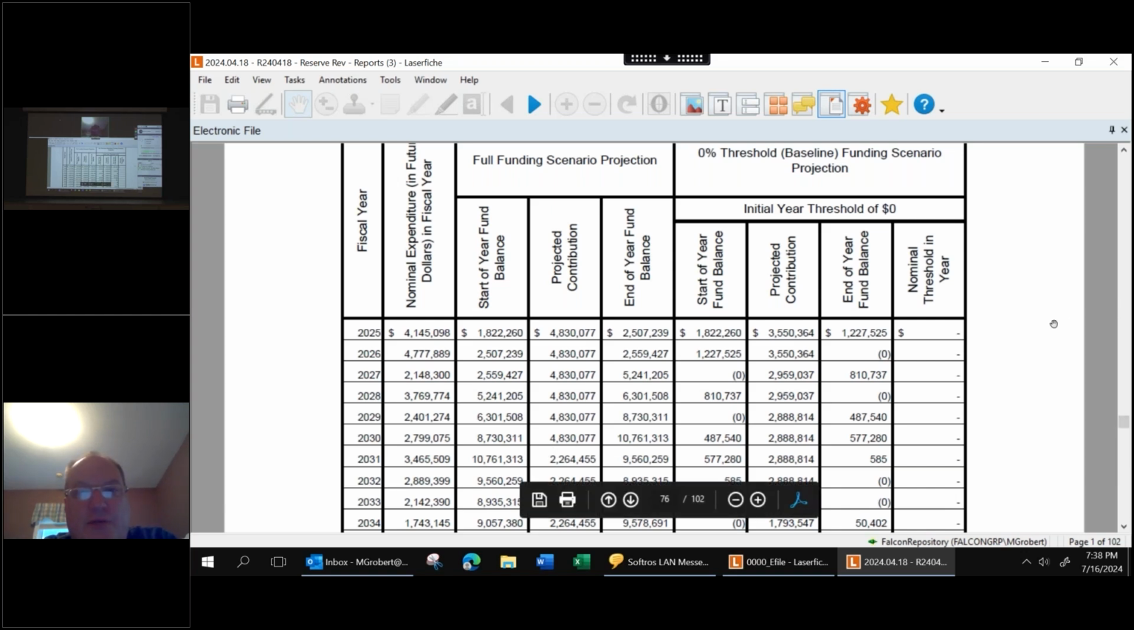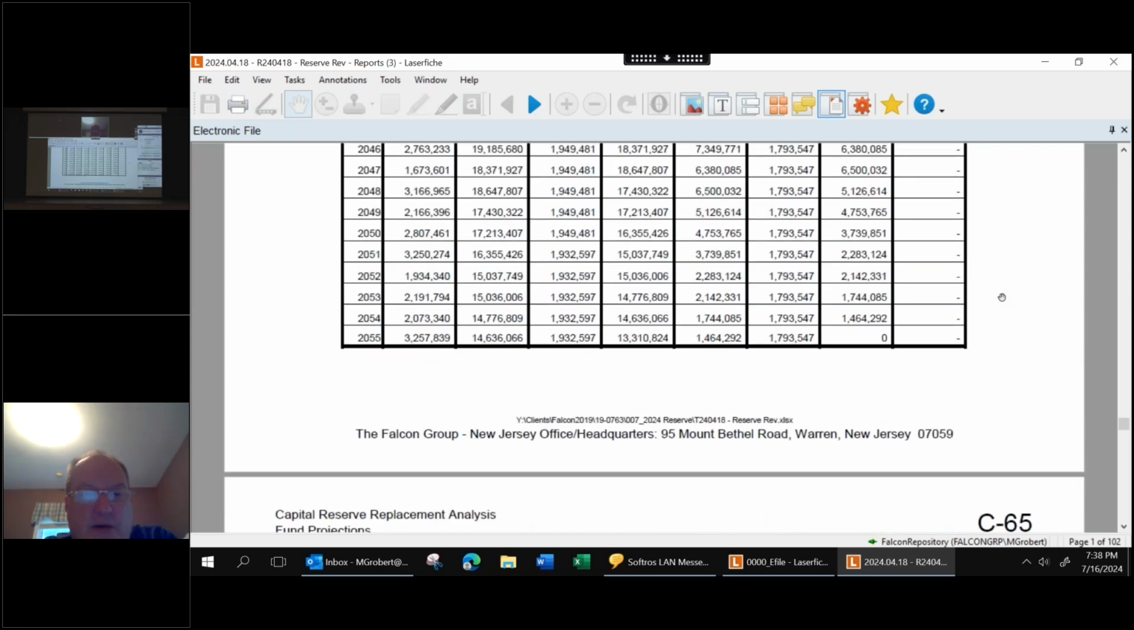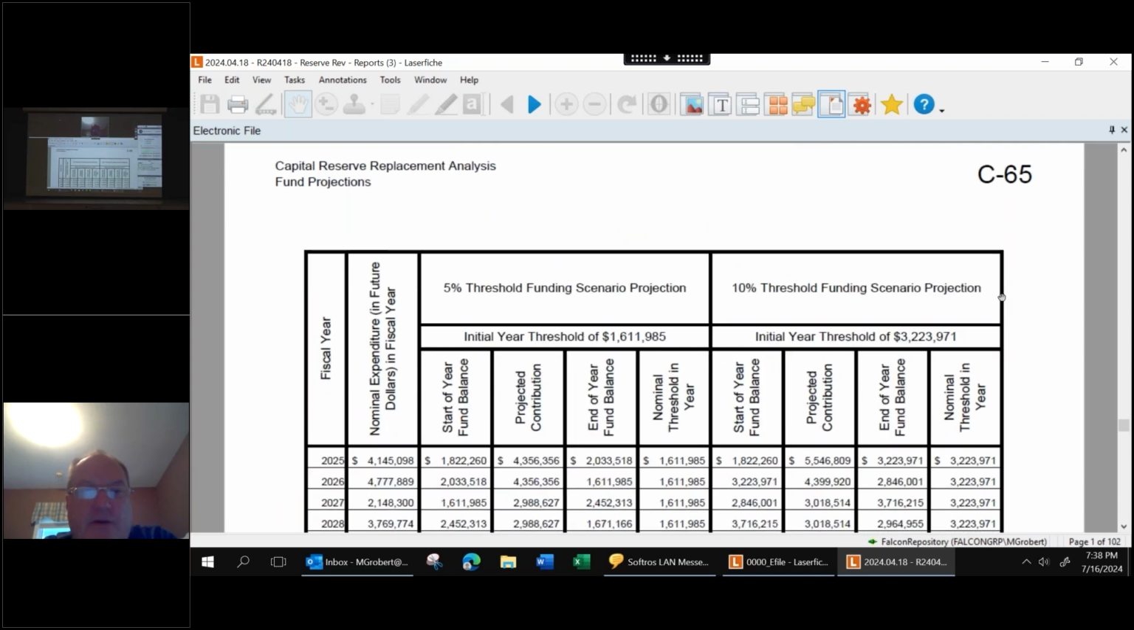And then your 0% threshold, the baseline, again, your nominal threshold, at any year it can go to 0. As you can see here, in the second year it would go to 0. In the fourth year it would go to 0. So baseline 0, it's really not recommended. We're required to show you what it should be, but it's really not recommended. Come down here to page 65. You have your 5 and your 10%.